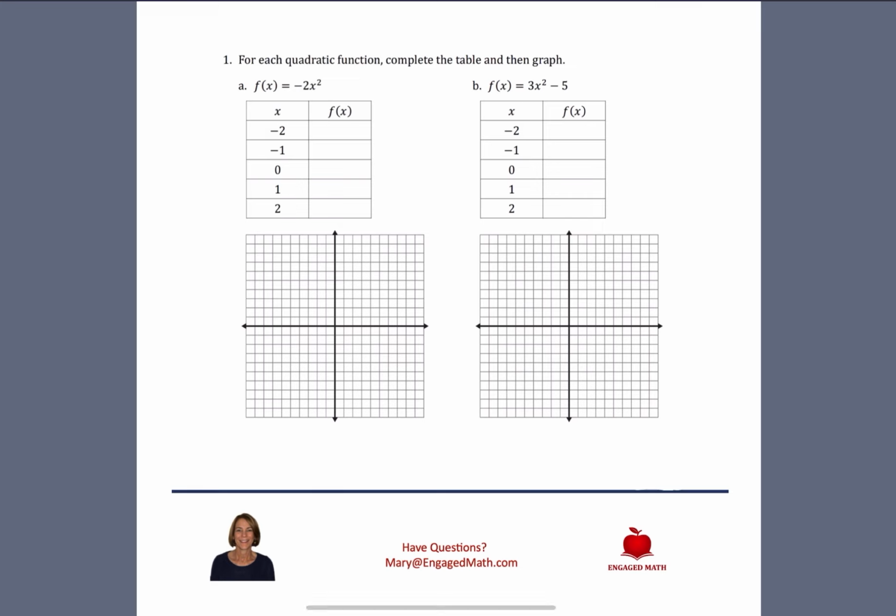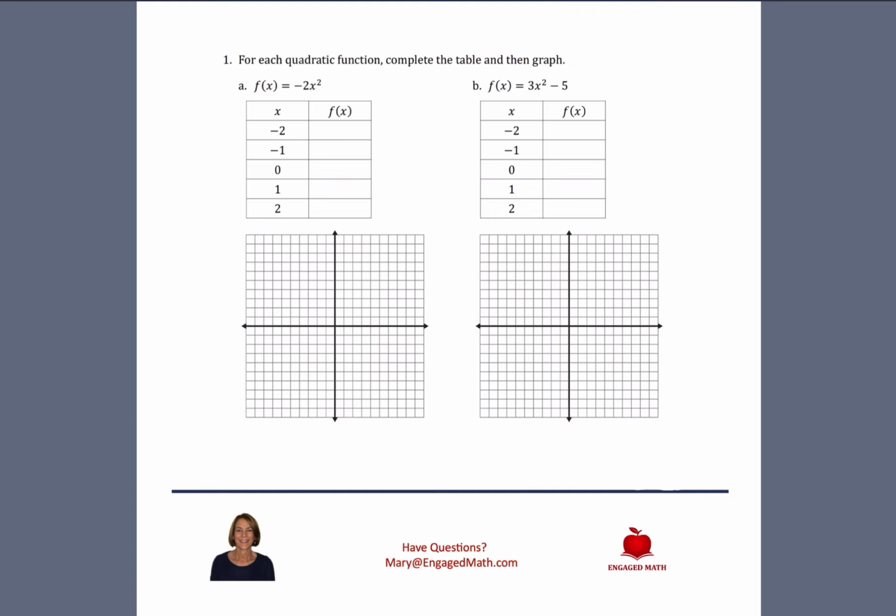Keep in mind that a quadratic function has an x squared term as its highest degree term, and quadratic functions graph as what's called parabolas. At this point in your math career, they will either be opening up or down because they are in the form of y, which is the same as f of x, y equals x squared. So let's get started and figure out what these parabolas in these first two problems look like.